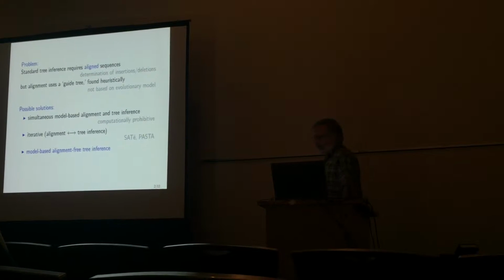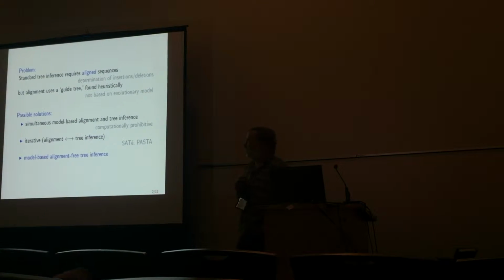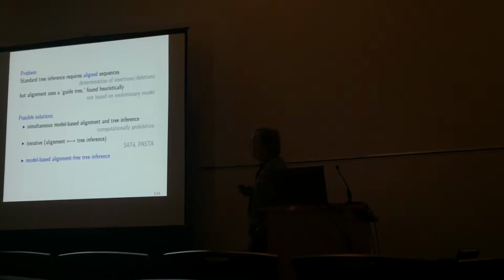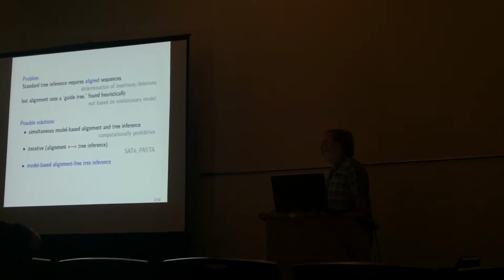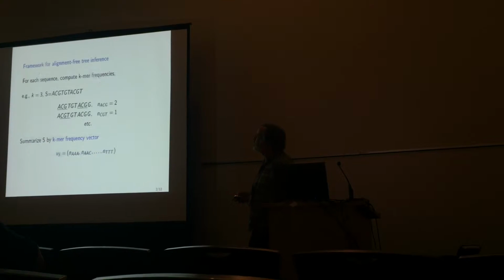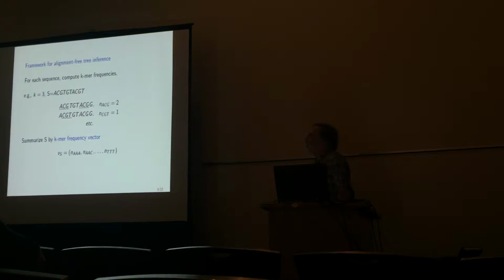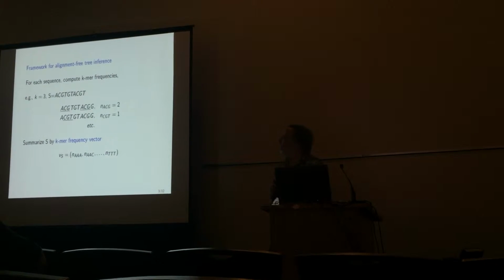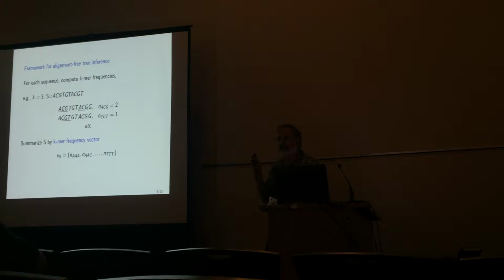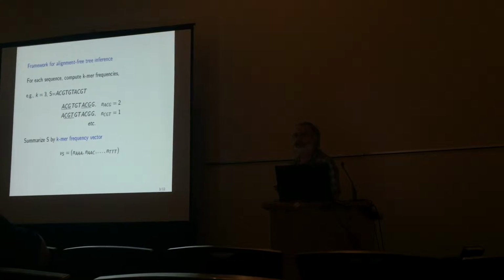And then the third alternative, which has not really been explored much, is a model-based approach to alignment-free tree inference. So most of the current alignment-free methods really don't use a model at all. It's just heuristic. Okay, so the framework that's going to be followed is we take our sequence, so there's a short one there, and I pick a value of k, like 3, 5, 7, somewhere in that ballpark, and I count the frequency of each k-mer.